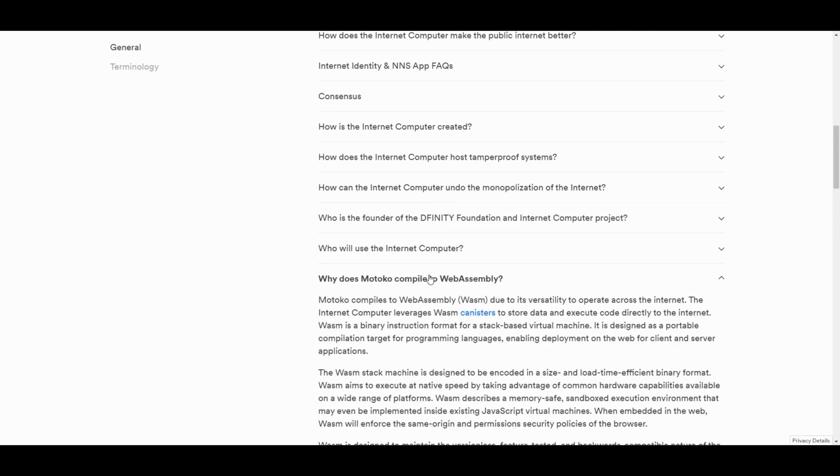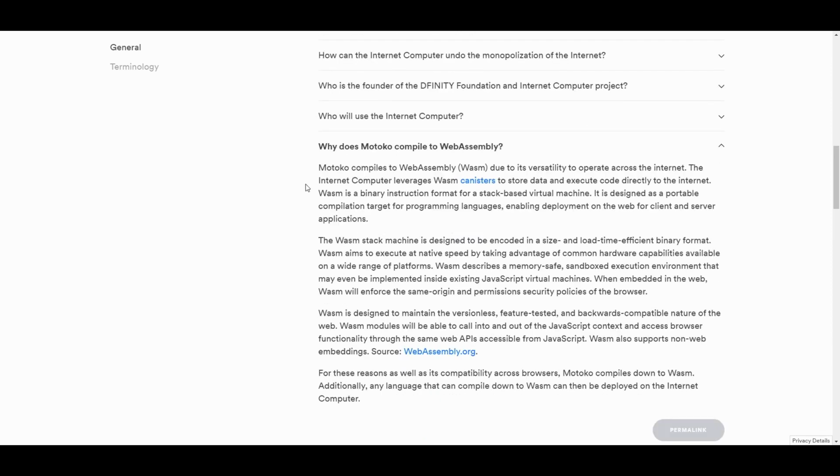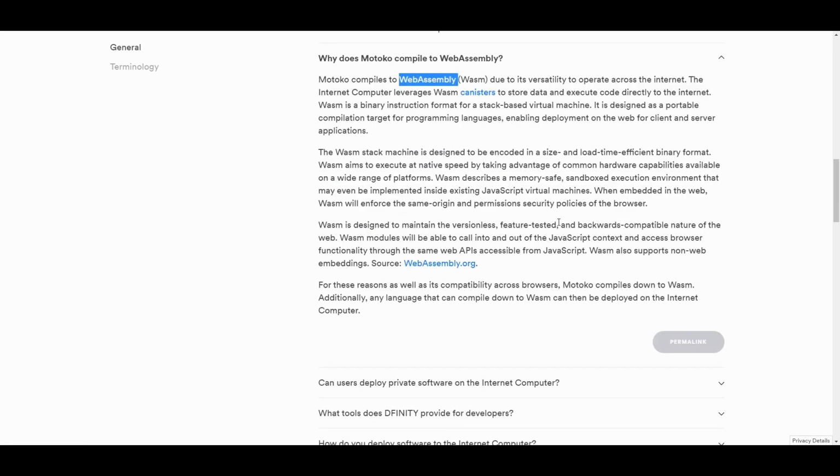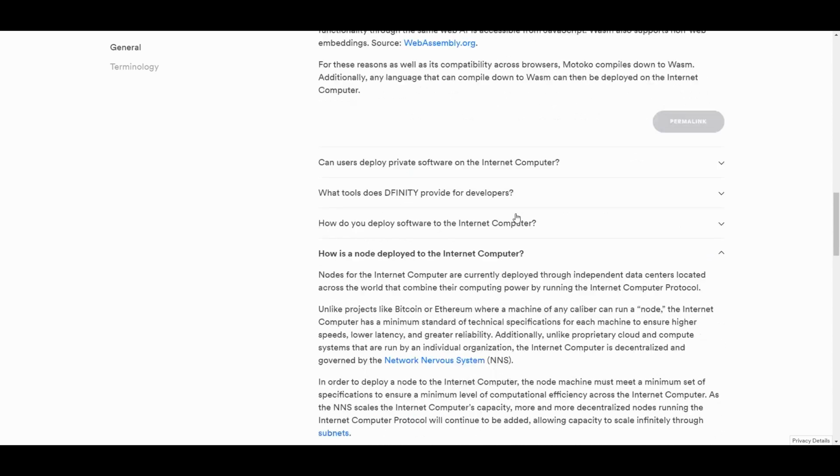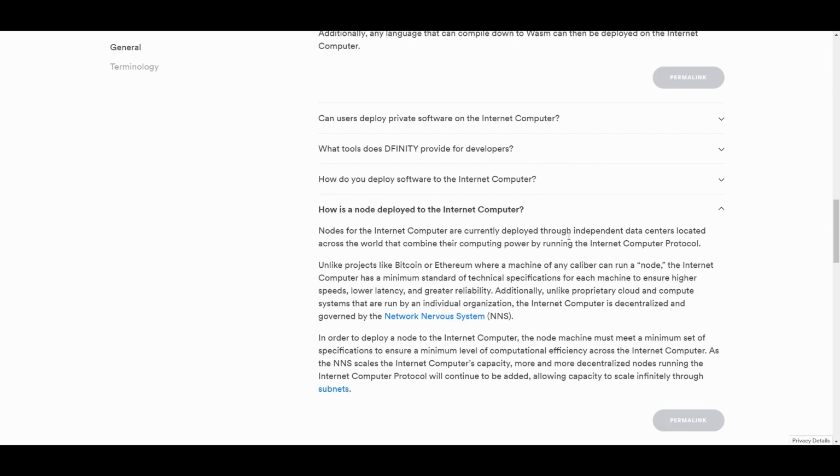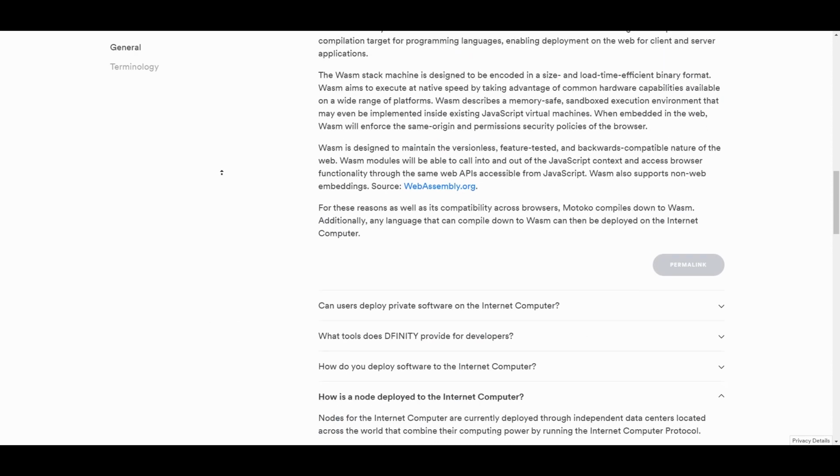If a person wanted to release their website, which they have already compiled to WebAssembly canisters, all they will need are the nodes. Nodes for the internet computer are currently deployed through independent data centers located across the world that combine their computing power by running the internet computer protocol. These nodes do have a minimum requirement to ensure computational efficiency across the internet computer. There is a lot more about internet computer, so if you are interested, check out their website.